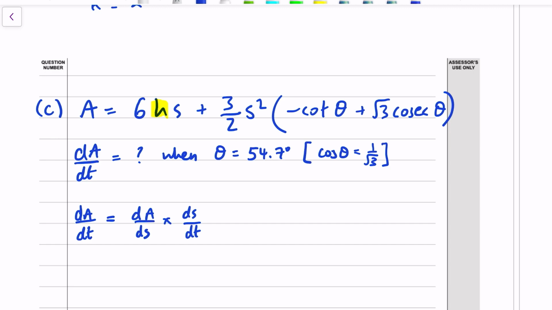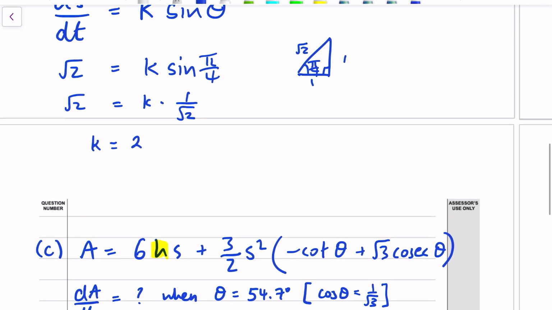dA/dt is equal to dA/d theta multiplied by d theta/ds multiplied by ds/dt. Is that going to help? No, because I don't know how s and theta relate, so I can't find d theta/ds. And I also don't have A in terms of theta only. Can I do that? No.